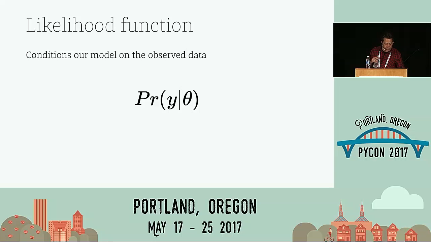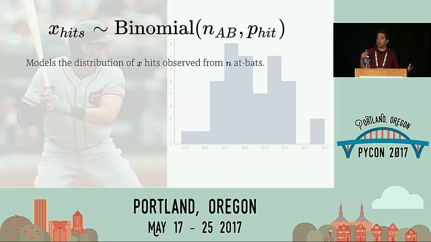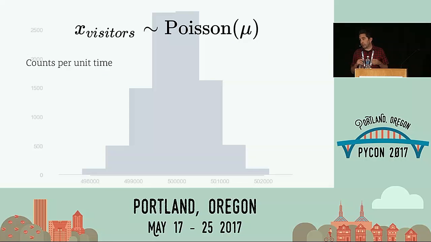Next is the likelihood function. The likelihood function is basically our data generating mechanism, and it conditions our model on the observed data. It's how we update that prior probability. So these might be things like a normal distribution. Let's say we're studying outcomes in terms of height and weight of patients. Those tend to be normally distributed. If we're doing our baseball example, a binomial distribution describes the number of hits in n at-bats based on some probability of getting a hit. If you're doing web analytics and you want to model how many people are visiting your website every month, year, day, you might use a Poisson distribution for modeling counts, that sort of thing.